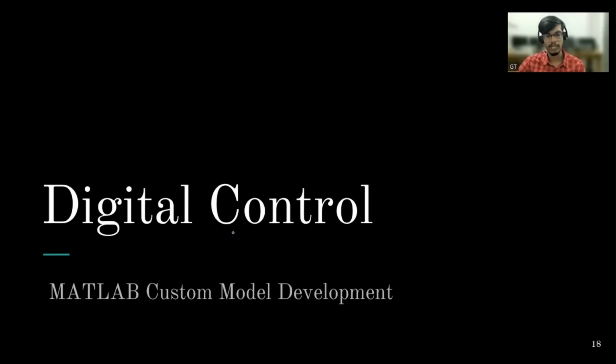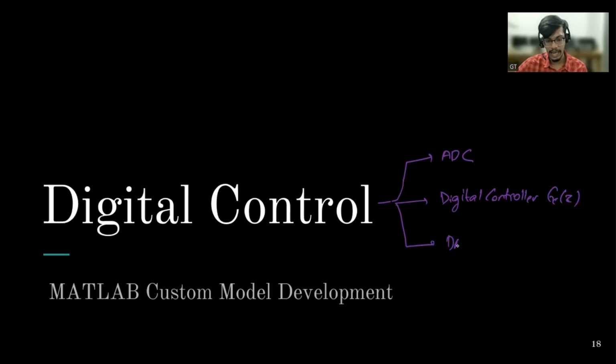So we have discussed analog control and MATLAB implementation. It will be exactly the same in the digital control, except it has a few building blocks like ADC. So we have to convert V0 to VN. So we have ADC, and then we have digital control. Digital controller GC, and then if you want DAC, you will be having DAC.